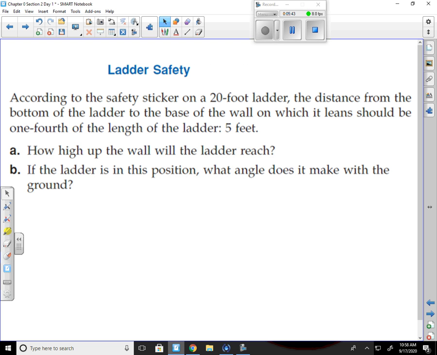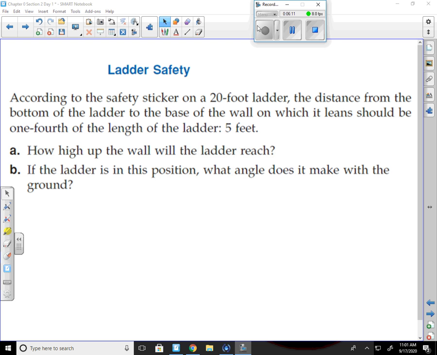Ladder safety. According to the safety sticker on a 20-foot ladder, the distance from the bottom of the ladder to the base of the wall on which it leans should be one fourth of the length of the ladder, 5 feet. How high up the wall will the ladder reach? If the ladder is in position, what angle does it make with the ground?